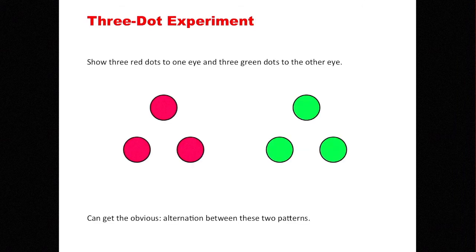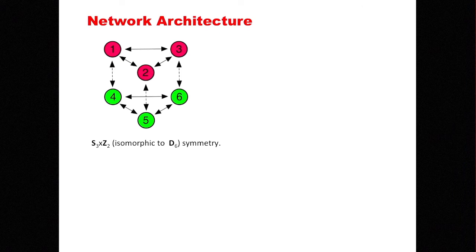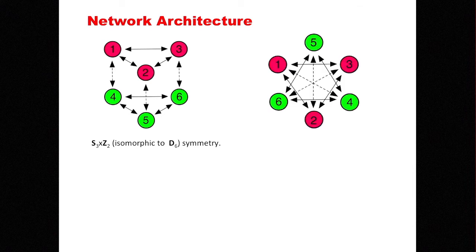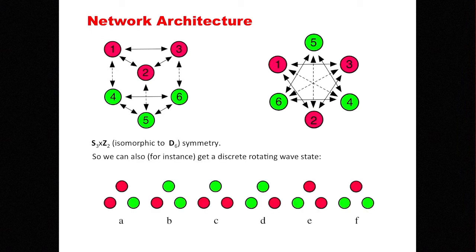So now we can make some predictions. Unfortunately, and I'll give this away before you get too excited, no one's yet done the experiment, because it's not entirely straightforward. But suppose we showed 3 red dots to one eye and 3 green dots to the other eye. Well, you could get alternation between those patterns. But you can draw up your Wilson network, and if I rearrange this a bit, it's the same network, but I've just moved things around. It's got symmetries of the hexagon. So, of course, the dynamical systems people know all about Hopf bifurcation with the symmetries of the hexagon. And there's actually quite a lot of possibilities, but a rather nice one is what's called a discrete rotating wave.